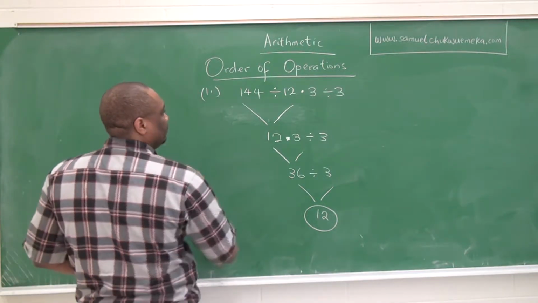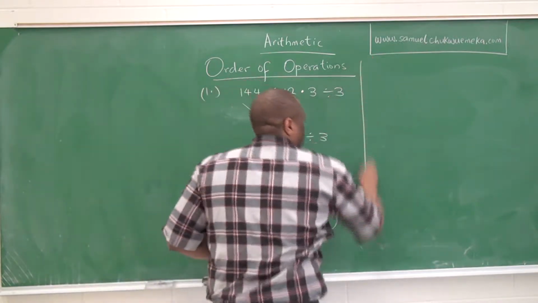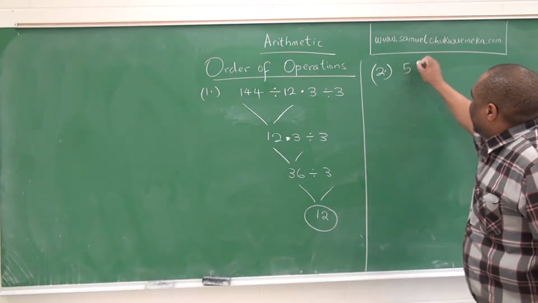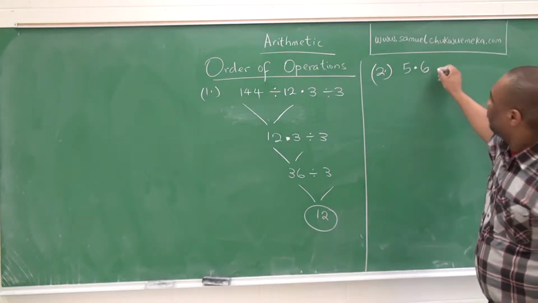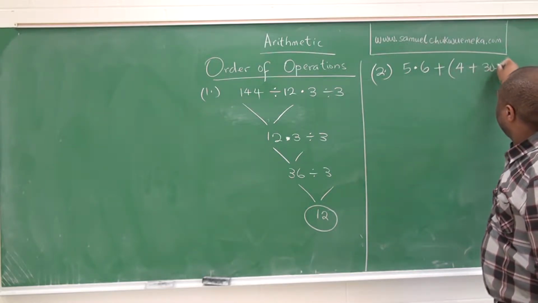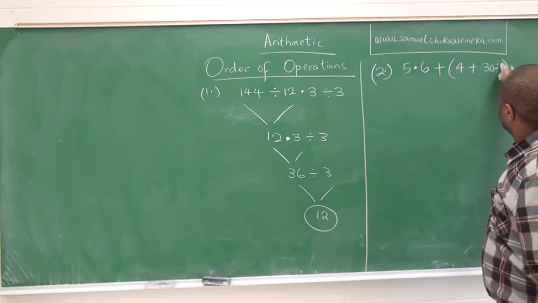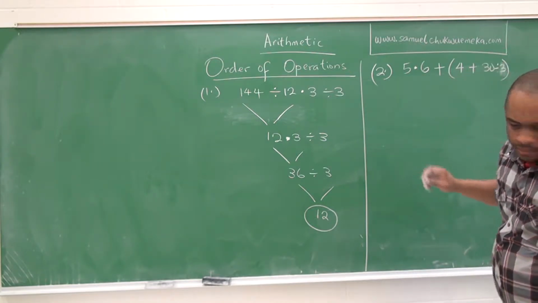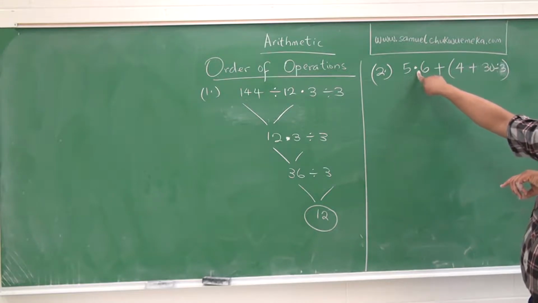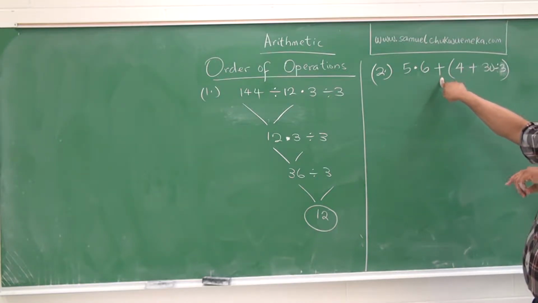Okay, number 2. Number 2 is 5 times 6 plus 4 plus 30 divided by 3. Okay, now you look at this case, we have parentheses. And inside the parentheses, we have two operators. Are you listening? We now have the division operator here and the addition operator here.